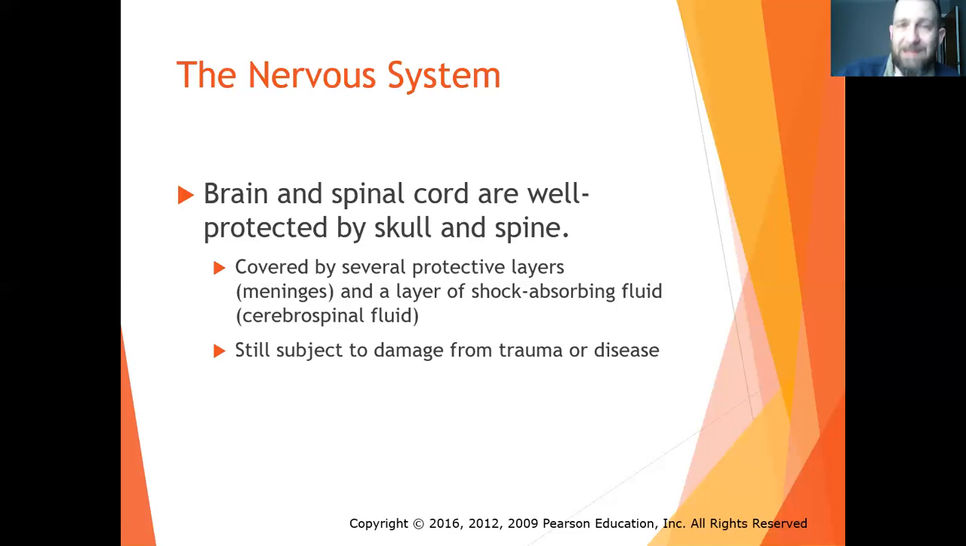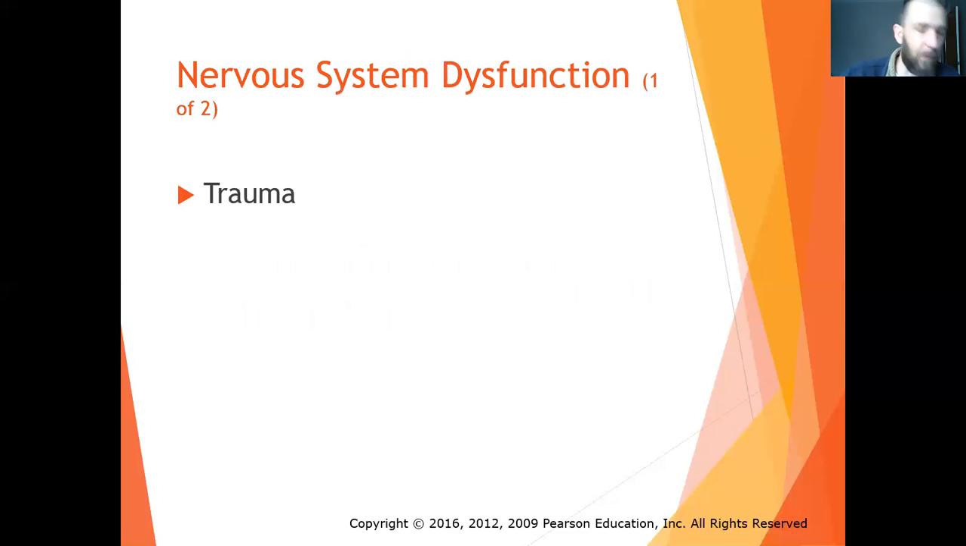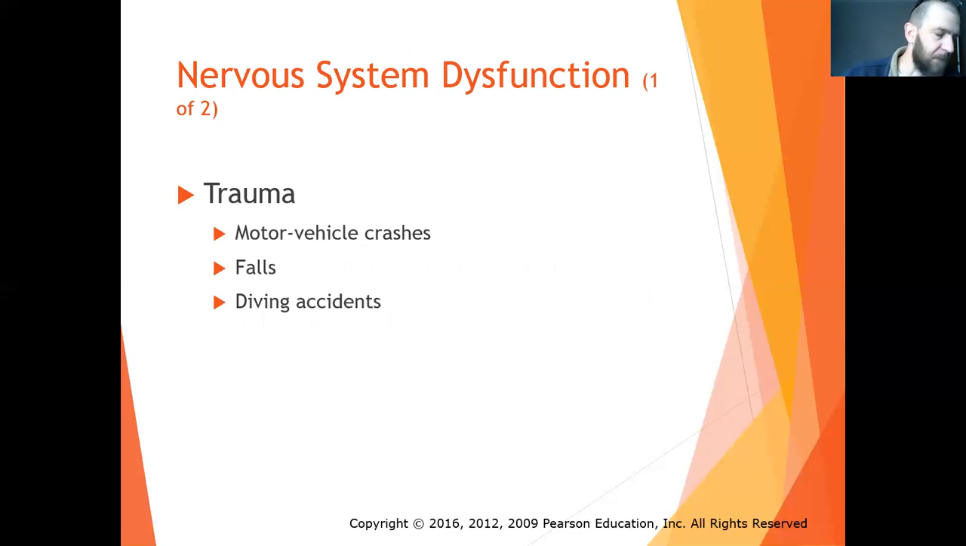Even though they're well protected, obviously they're still subject to damage through trauma or disease. You can only do so much to protect parts of the human body. So when we have dysfunction, one of the main ways is through trauma. So you have head trauma, you have spinal trauma. Some ways we can get that, where there are major forces being applied to the body, are motor vehicle collisions, particularly when patients are not belted in, or if there are rollovers, where tremendous forces can be applied to the body. And so major traumas can result, traumas to the head, neck, spine, and the rest of the body.